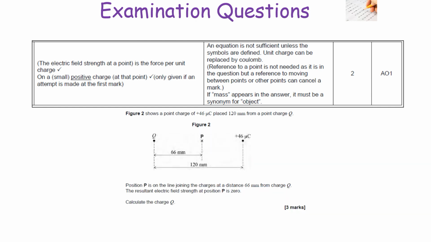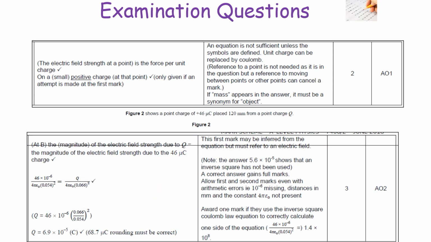And that also makes sense because the two fields are going to cancel out, and the 46 microcoulomb charge is actually slightly closer. So that tells us that the charge Q is going to be slightly bigger to negate the fact it's slightly further away, to give equal electrical field strengths, so they cancel each other out at P.